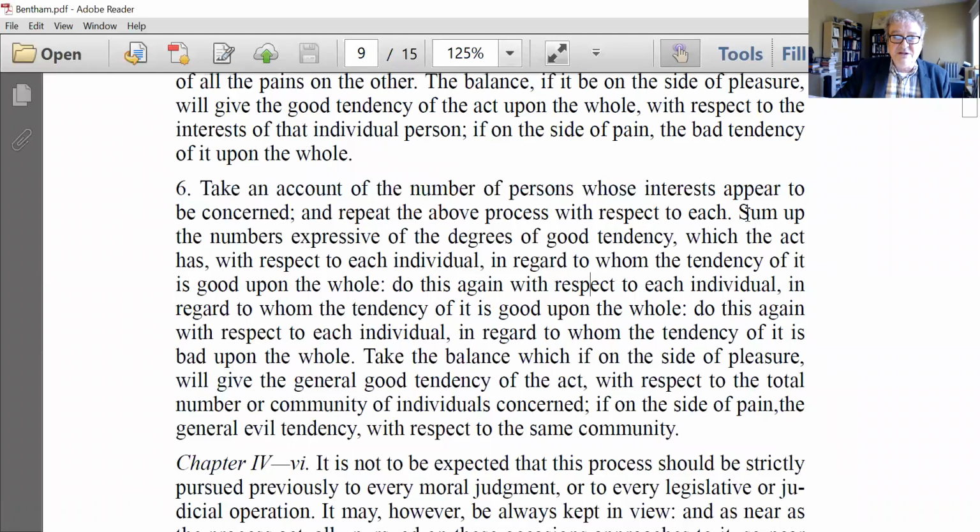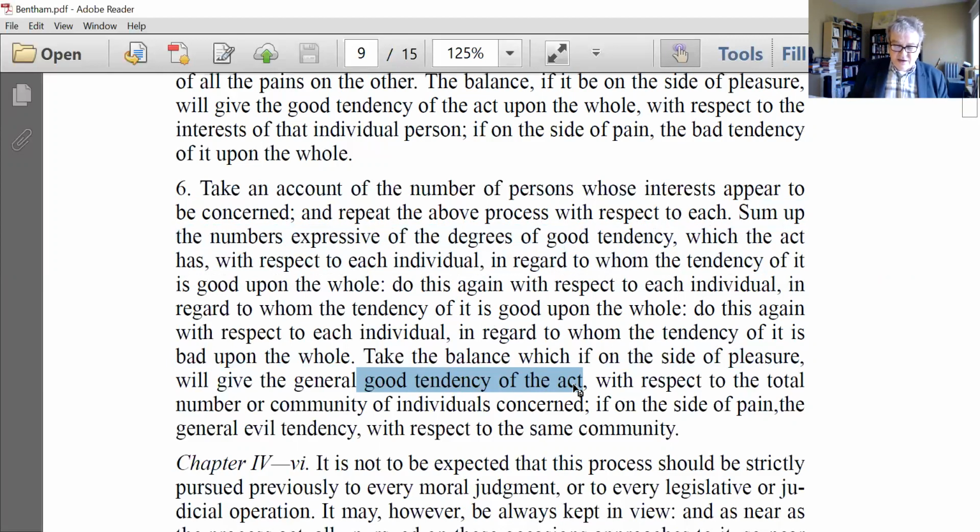Sum up the numbers expressive of the degrees of good tendency with respect to each individual, and do the same thing as far as the bad. Then take the balance on the side. If it's on the side of pleasure, then it's a good tendency of the act. So essentially you assign units of pleasure or pain. That's one way to do it. Utilitarians will call these utils. We can assign utils, positive utils or negative utils, put it on a piece of paper and line everything up, and then just count up the good over the bad.